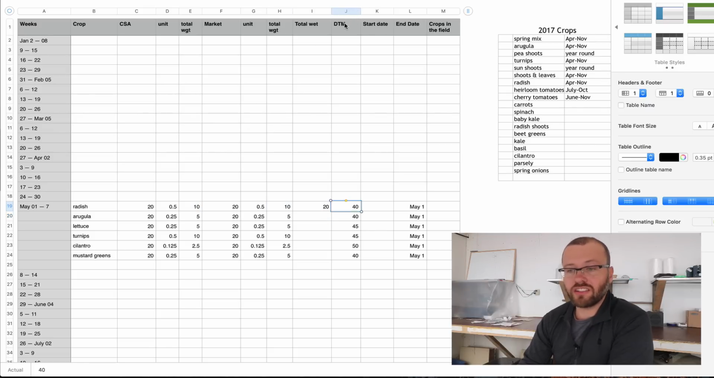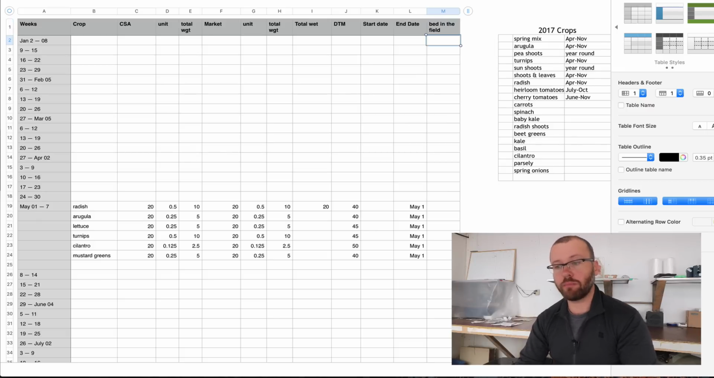This column here is the days to maturity. How many days does it take for this crop to mature? And this is where it will get complicated. I'll go back to this in a second. I'm just going to explain the chart first. The start date of when that crop needs to be planted, the end date of when we expect to harvest it, and then how many beds of that crop we want to plant in the field based on our previous information, which I'll get to in a second.